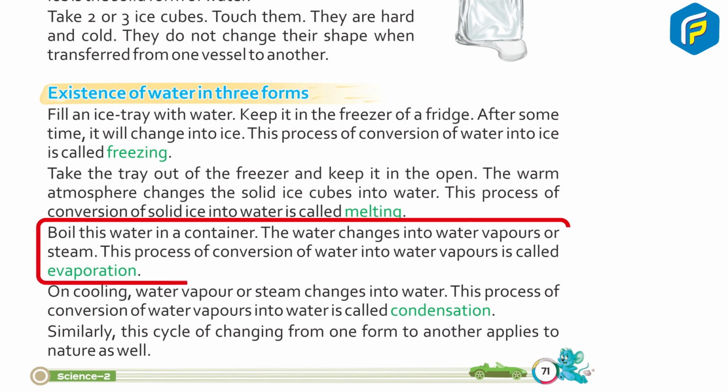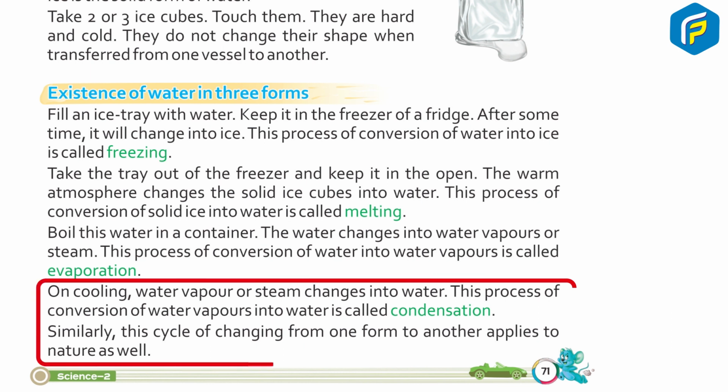Boil this water in a container. The water changes into water vapors or steam. This process of conversion of water into water vapors is called evaporation. On cooling, water vapor or steam changes into water. This process of conversion of water vapors into water is called condensation. Similarly, this cycle of changing from one form to another applies to nature as well.